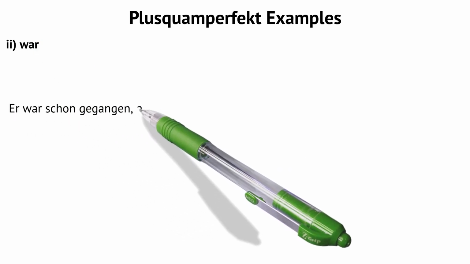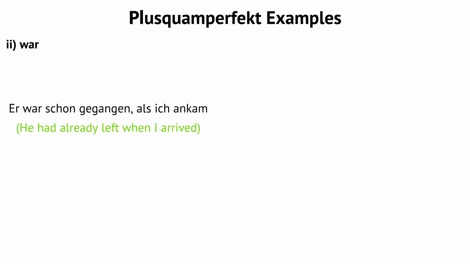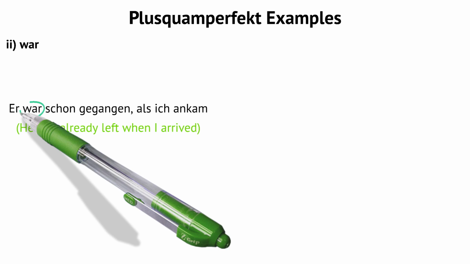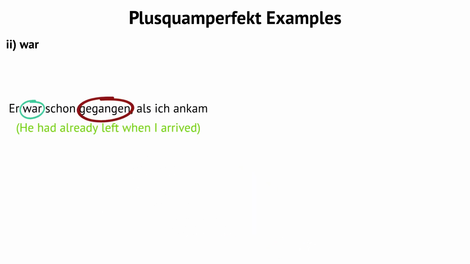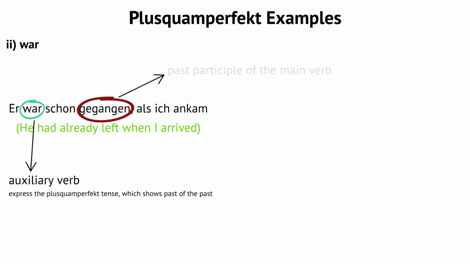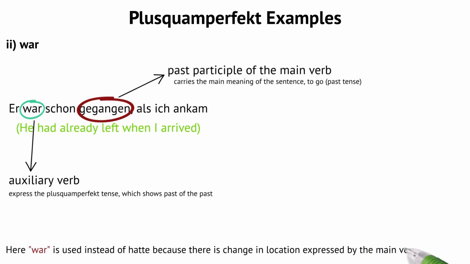Here is another example where the auxiliary verb war is used to form the Plusquamperfekt tense. The sentence, Er war schon gegangen, als ich ankam, translates to he had already left when I arrived. The purpose of the auxiliary verb war is to assist the past participle of the main verb gegangen to express that the sentence is in the Plusquamperfekt tense. Here the auxiliary verb war is used instead of haben, because the main verb gehen expresses a change in location.